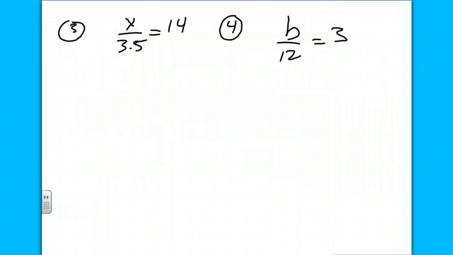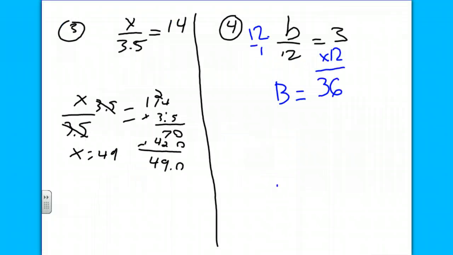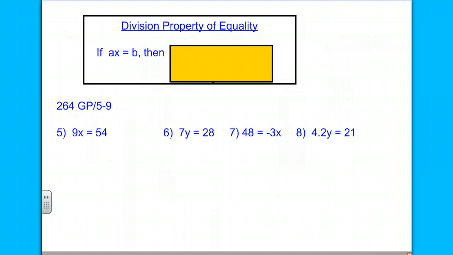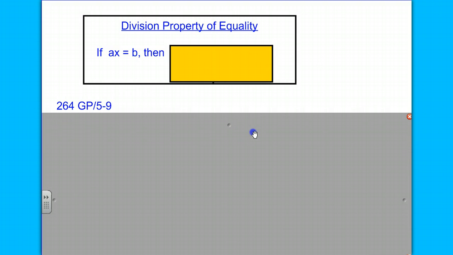You should know. Pause the video, try these, and come back and okay, so we have x is 49, and then we have b is 36. The division property of equality. Well, if we're going to have the division property, we're going to be using division. So in our rule, we see the inverse of division, which is multiplication. Ax equals b. We have multiplication, a times x. We are trying to isolate x.